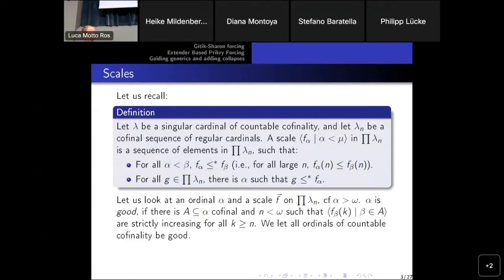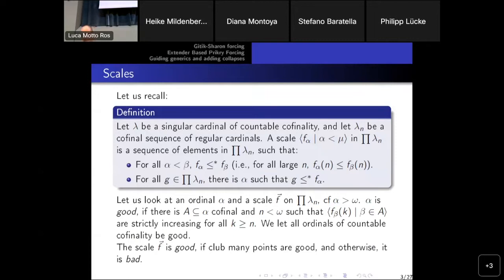In order to be able to say something like there are club many good points, we let all ordinals of countable cofinality be good. There are some variations about the definition, which I don't care about. So a scale is good if there are club many good points.